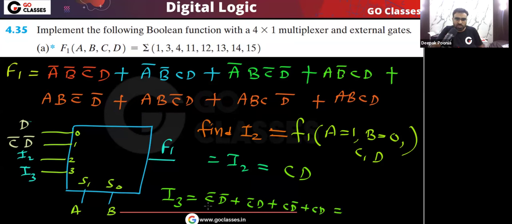Okay, now you can easily notice here you can take C bar out. If I take C bar out, inside I will get D or D bar, that will be 1. So here I will get C bar. Okay, this will become C bar. And here you can see I can take C out. If I take C out, inside I will get D bar or D, that will be 1. Here I will get C. What will be C or C bar? That will be 1. Okay, so that's it. So finally I3 equal to 1.